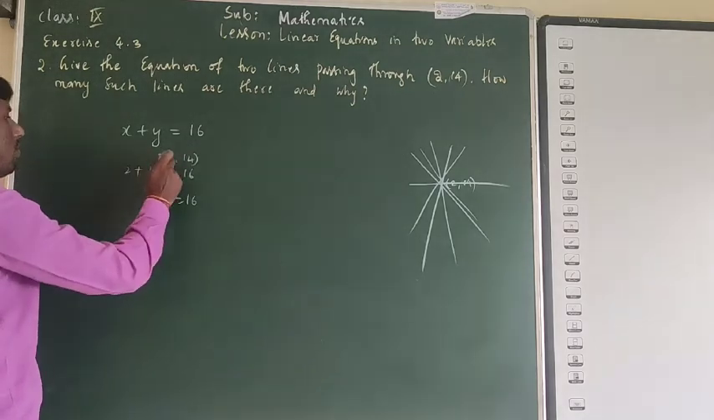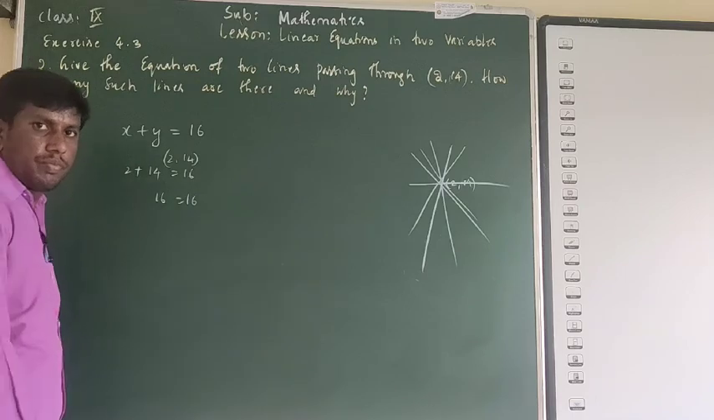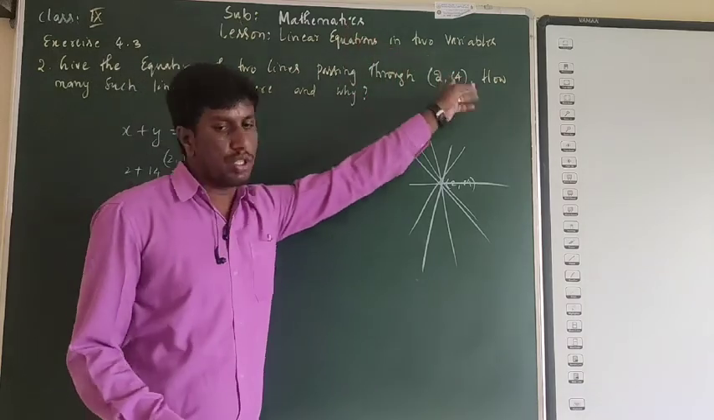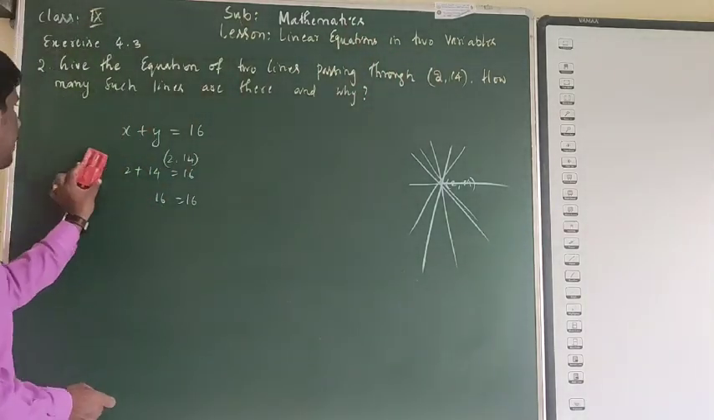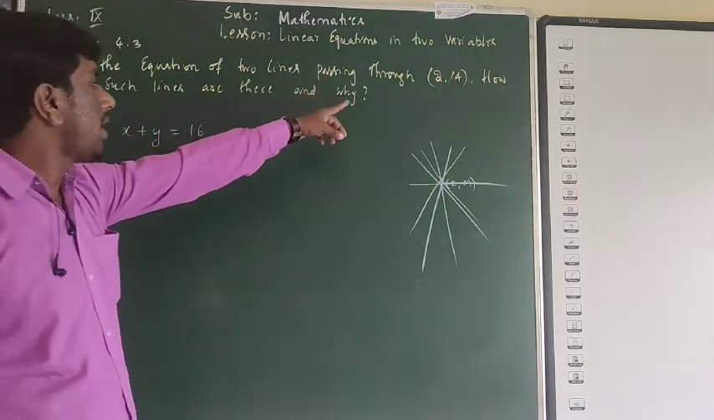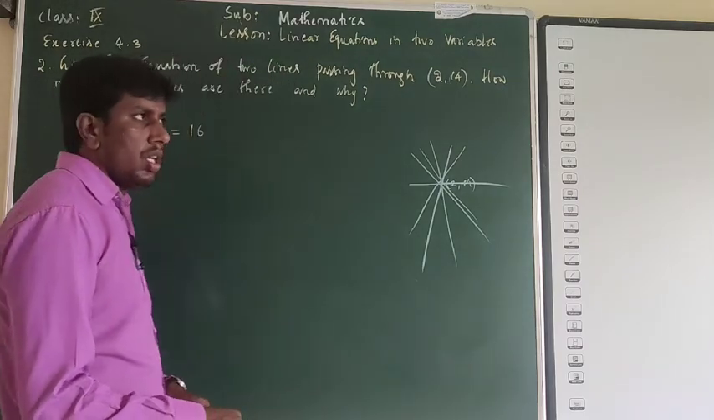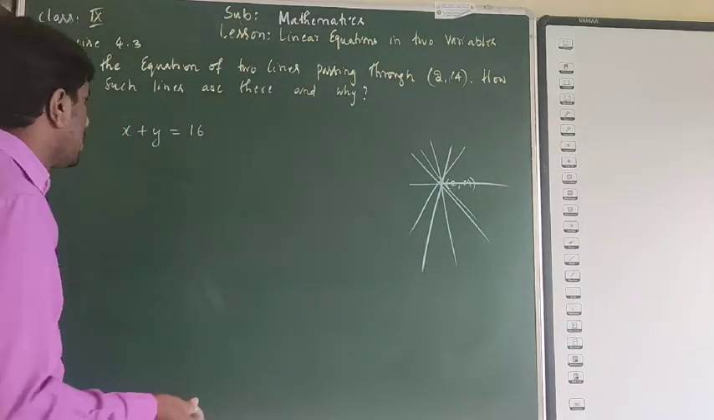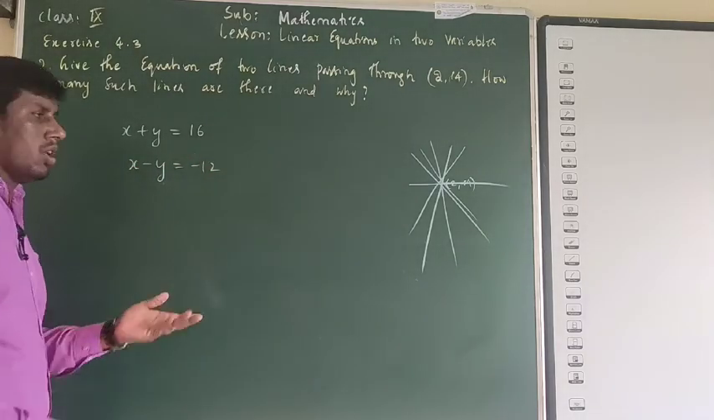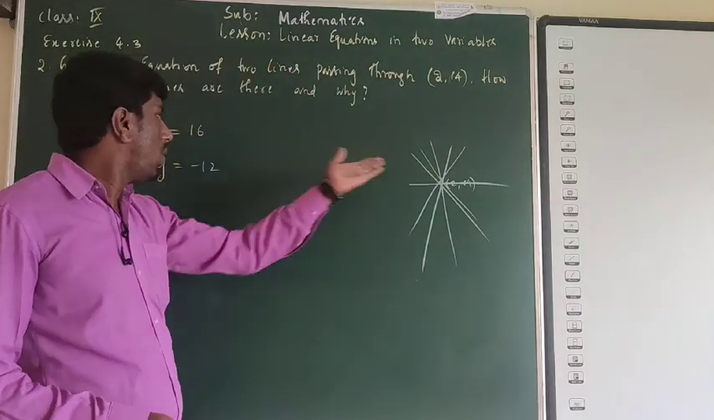So it satisfies this equation. Therefore, (2, 14) lies on this line, right? So x plus y is equal to 16 is one of the lines that passes through (2, 14). The other line: subtract. If you subtract 14 from 2, how much? Minus 12, right? That is x minus y is equal to minus 12. This is another line. This has to pass through the point (2, 14). If you want to, you can check it out.